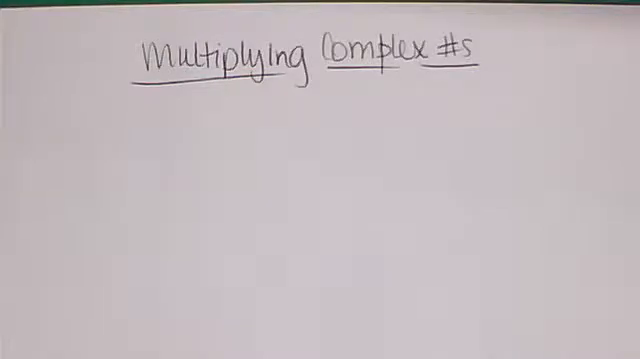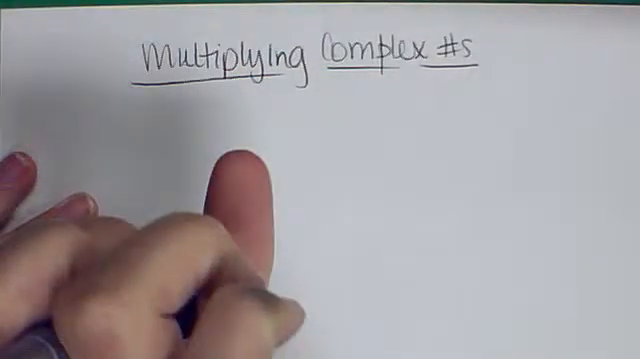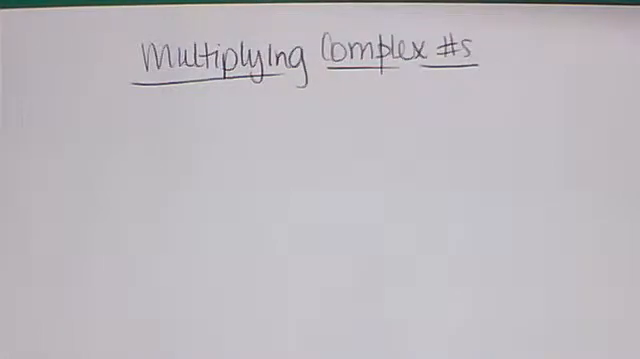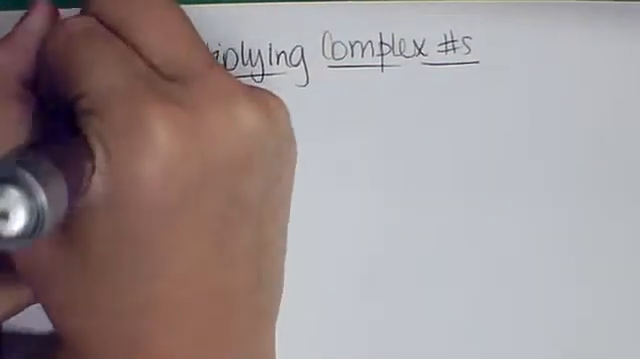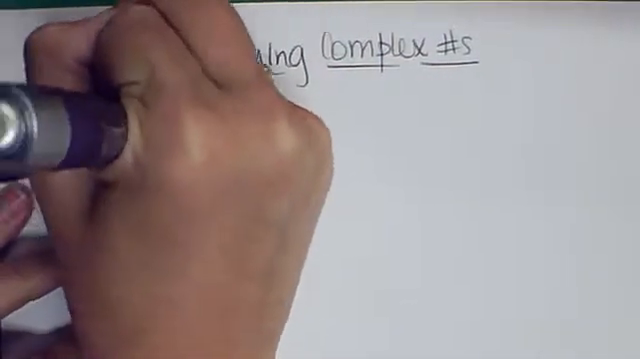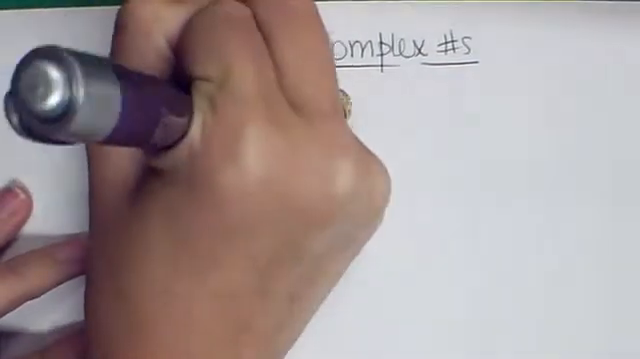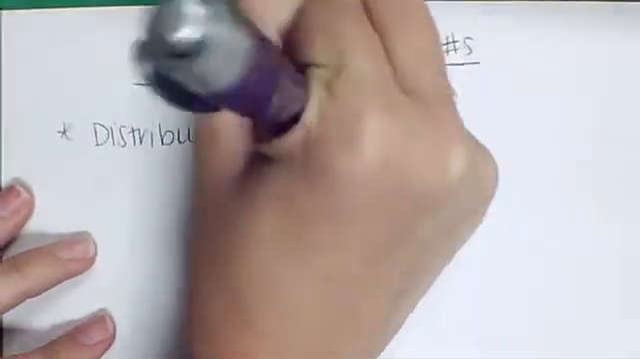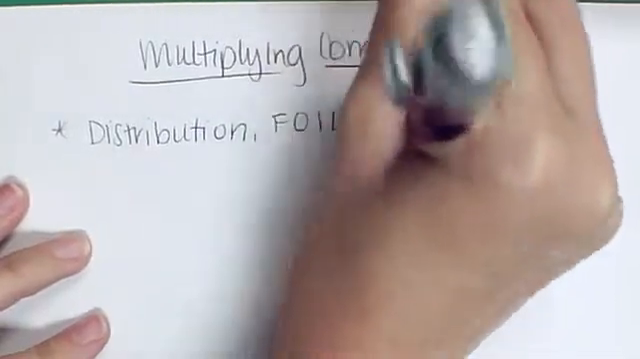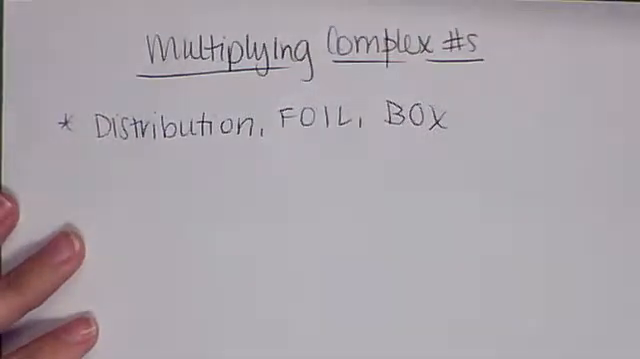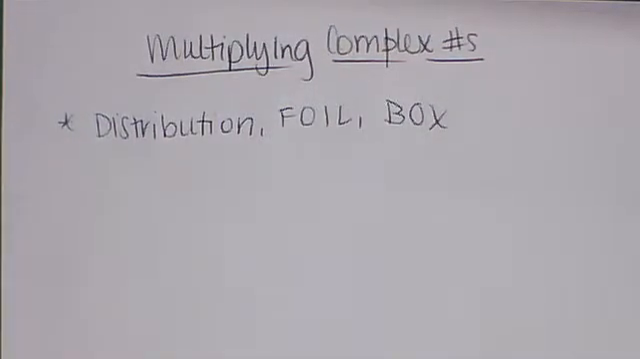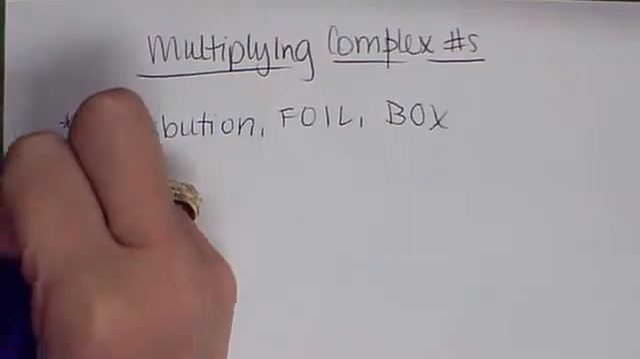Today in pre-cal we learned how to multiply complex numbers. There were a couple of ways we discussed that you'd be able to do this, and that would be using distribution, FOIL, or the box method. And it is totally up to you which of those methods you would like to use. You should have learned all three of them in Algebra 1, so whatever you're most comfortable with will be fine. I will model all three methods in the notes today.